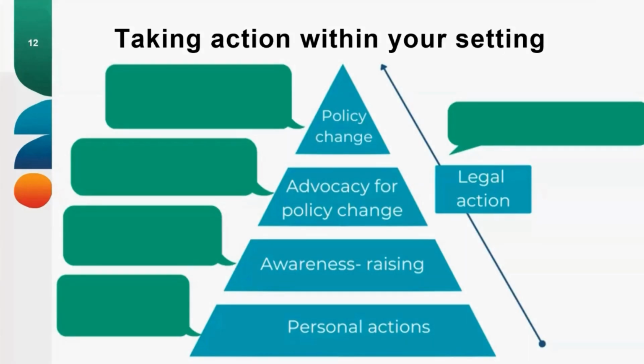Taking action on systemic discrimination within your organization or community can be simpler and on a smaller scale than the examples we have just provided. We'll consider each level of actions now. Starting with personal actions, these may include learning more about systemic discrimination, gathering information about what is happening in your setting, and also taking care of your own needs.